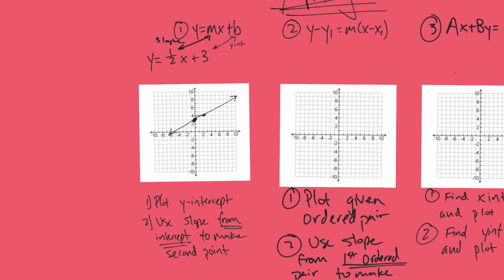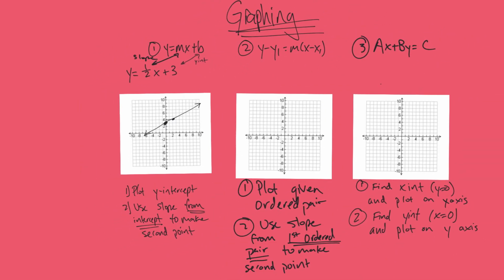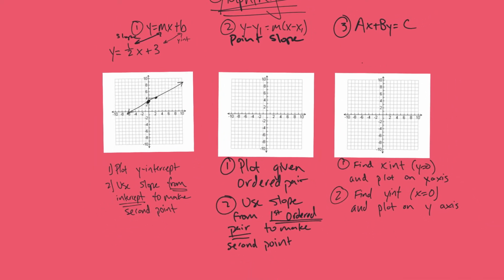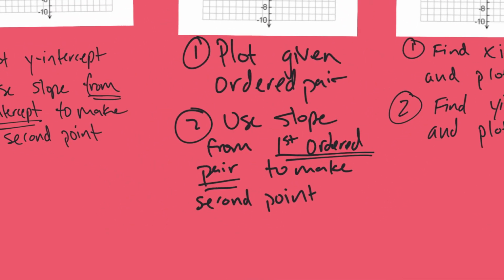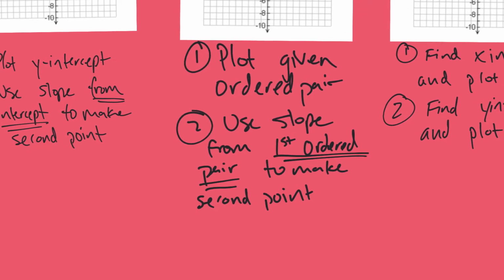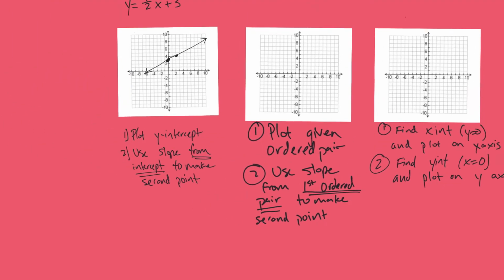Next, we're going to look at point slope form, and again, that's this one here, point slope, and it's all in the name. Here we're given a point that's on the graph, and we're given a slope. Here's the instructions really quick. Plot the given ordered pair, and then use the slope from that first ordered pair to make the second point.